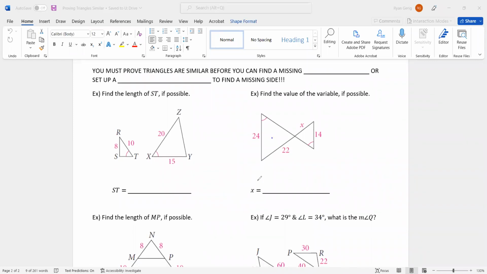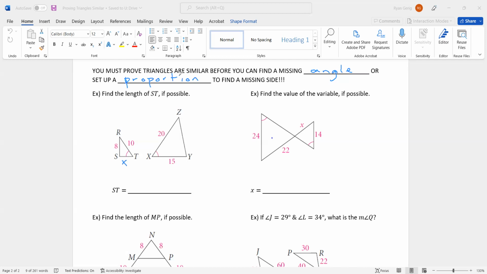Now, I've already said this. Say it again. You must prove triangles are similar before you can find a missing angle, or set up a proportion to find the missing side. So what a lot of people do is they start trying to figure out the missing side. Like on number 1, I want you to find the missing side, ST. Okay, so I'm going to try and set up a proportion.